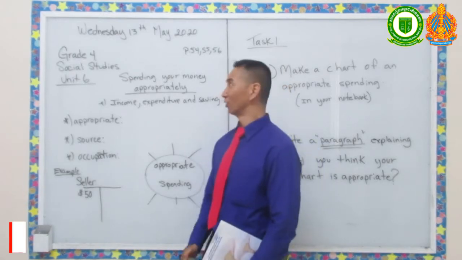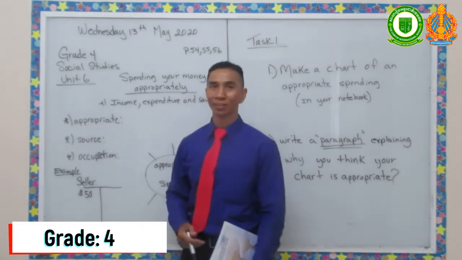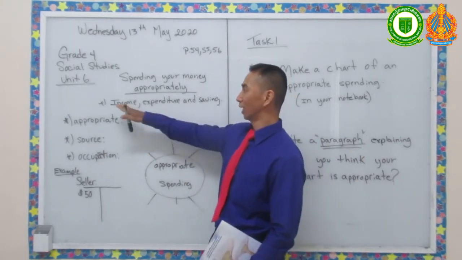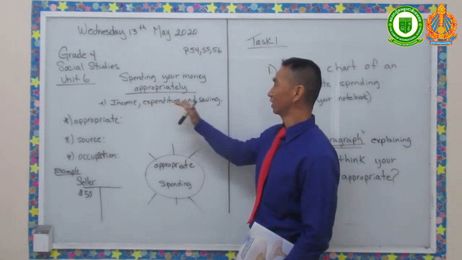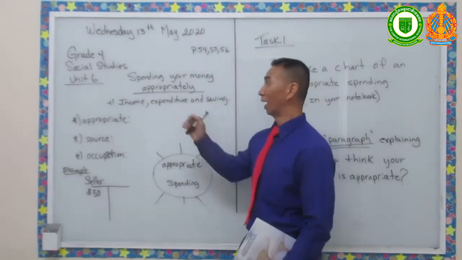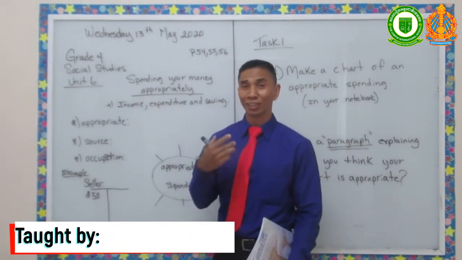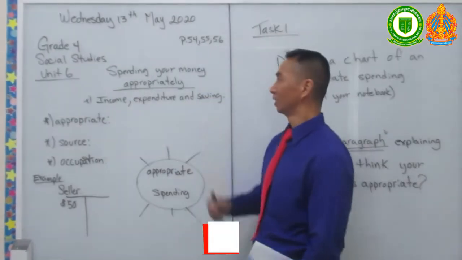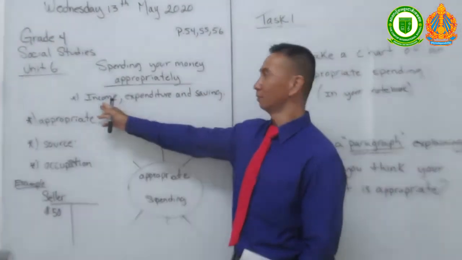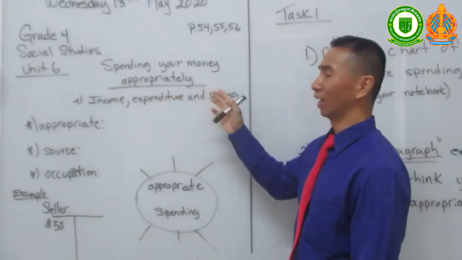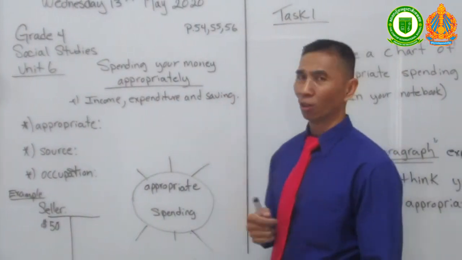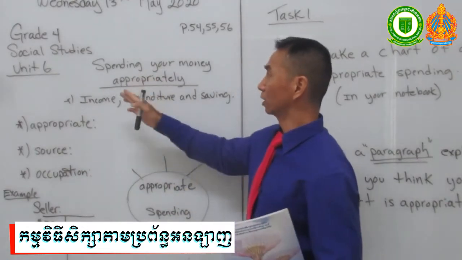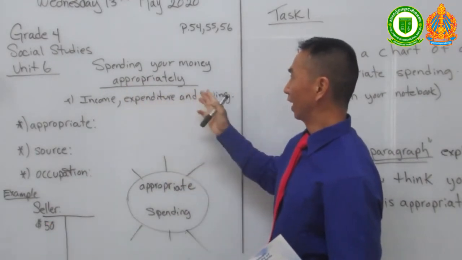Today we're going to continue our lessons on Unit 6. We've been working on Unit 6 for the last 3 weeks, talking about income, expenditures, and savings. And throughout your lesson, as your homework, I can see that you have understood all this. You have understood how money comes in, how you spend money, and how to save money. Today is the last day for us to study income, expenditure, and saving.